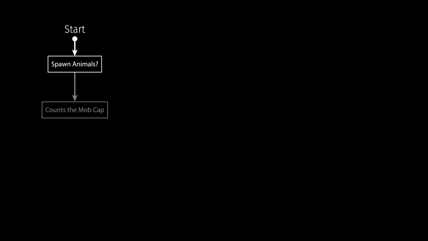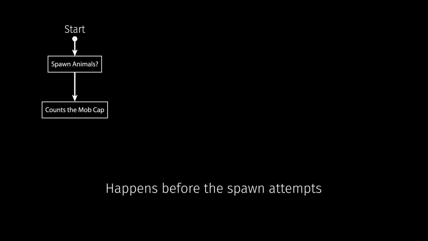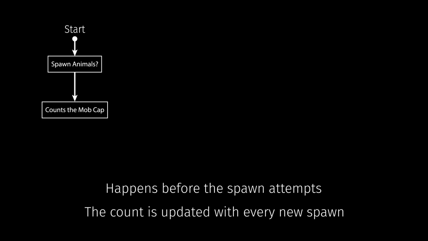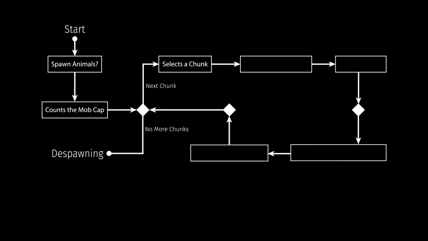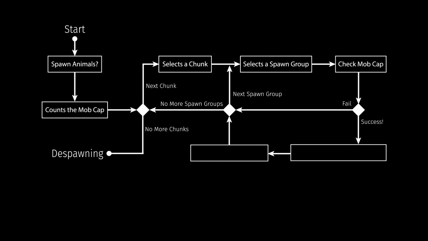Next, the mobs that can count towards the mob cap are counted. This happens before any spawn attempts, but is updated when a successful spawn takes place. The algorithm then takes a list of each valid spawning chunk within range of a player and iterates through it. Within each chunk, the algorithm iterates through each spawn group and checks several conditions. But most consequentially, it checks both the global and local mob cap. And if there is space in both of these, it will continue the spawning attempts.